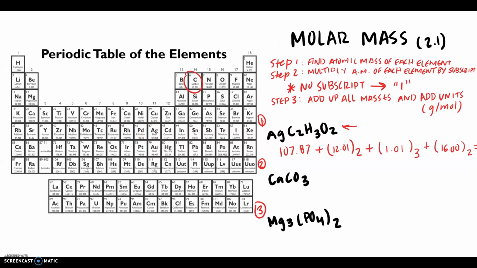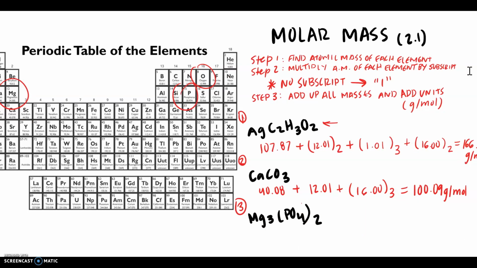Alrighty, let's do number 2, which is calcium carbonate. So again, we'll just go to our handy dandy periodic table, look for calcium, carbon, and oxygen. So calcium has an atomic mass of 40.08, and we only have one of them, right? Carbon, we have one of them, plus 12.01, and then we have 3 oxygens. So let's do 16.00, and that gives us a molar mass of 100.09 grams per mole.